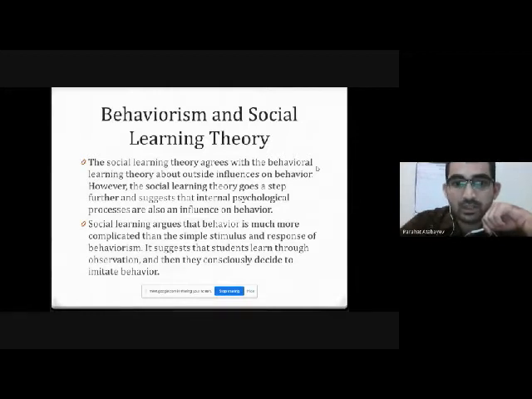It suggests that students learn through observation and then they consciously decide to imitate behavior. There are underlying emotions like peer pressure, depression, and a desire to fit in that impact behavior.